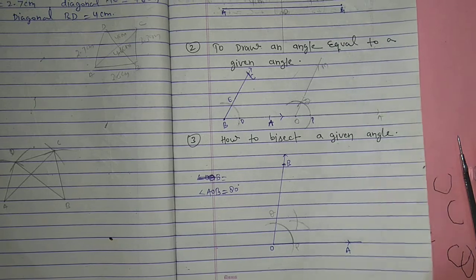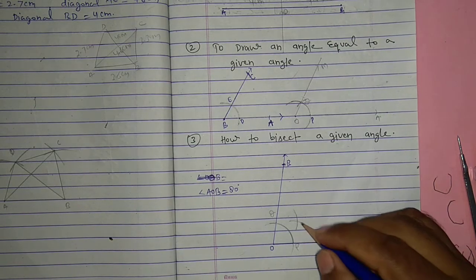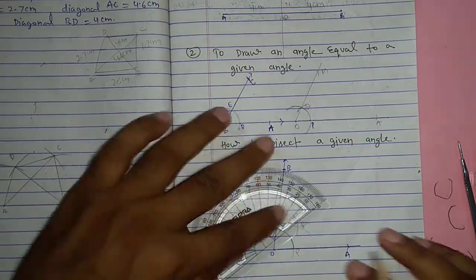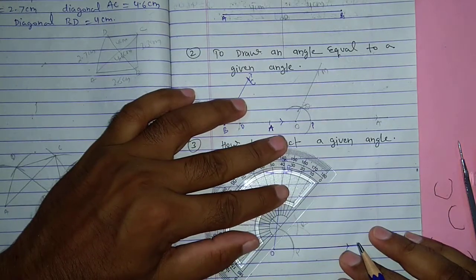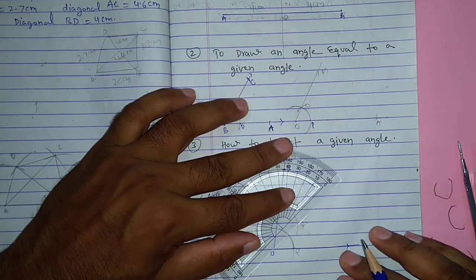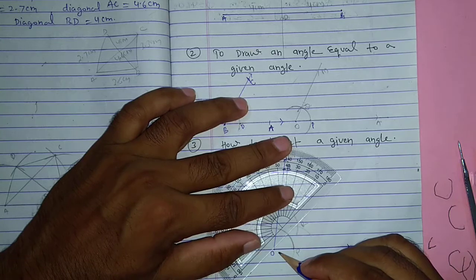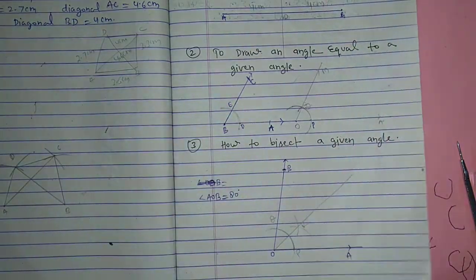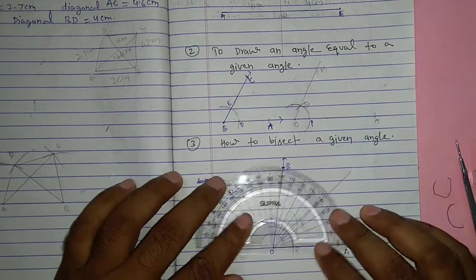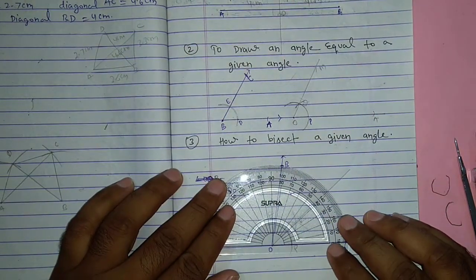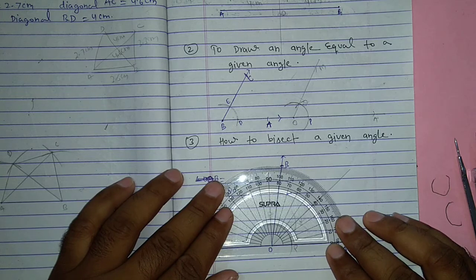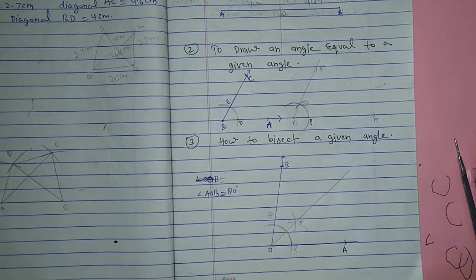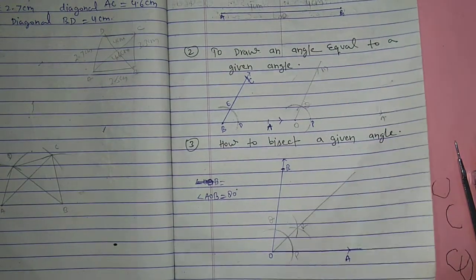Now if we join this, suppose this is the arc, if we join this and produce it up to any measurement, and if we measure this angle, we see that it is equal to 40 degrees. So this way we can draw the angle bisector.